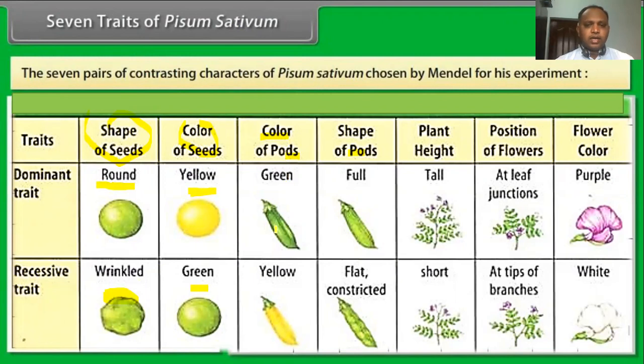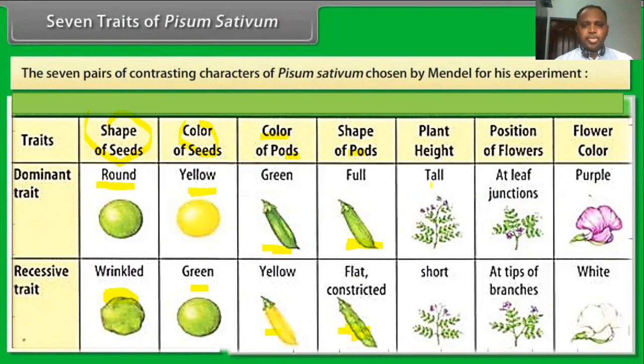And pod color. So here the dominant trait is green and the recessive trait is yellow. Yellow color pod is a recessive trait and the dominant one is green color pod. Pod shape is full, nothing but you can say inflated. Okay, so full is a dominant trait. Flat and constricted pod is selected as a recessive trait.